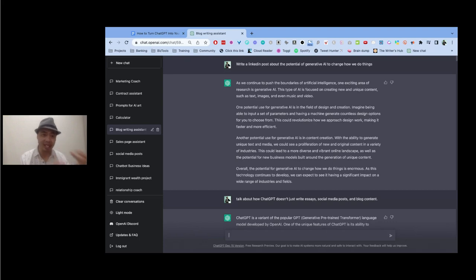It's the starting stage where it's like, what are the angles I should be focused on? What are the ideas? What are the concepts? And what's some information that I could put in there, to really flesh it out. And that's where a tool like this can be very, very powerful, right? So let's start with the first prompt here, which is write a LinkedIn post about the potential of generative AI to change how we do things.